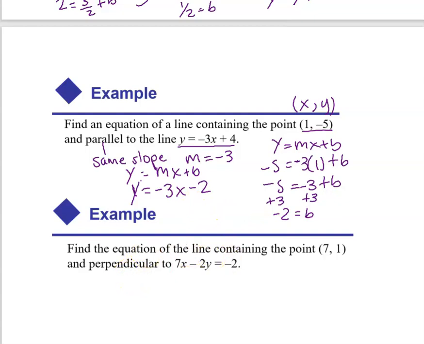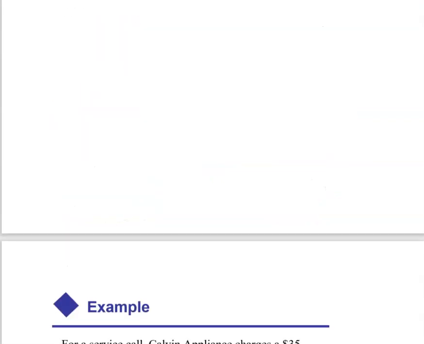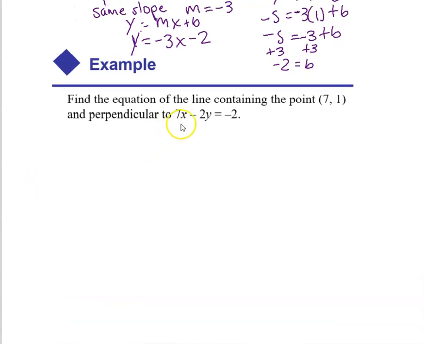Okay, find the equation of the line containing the point 7, 1, and it's perpendicular to 7x minus 2y equals negative 2. Well, if it's perpendicular, remember that the slope is the opposite reciprocal. So the first thing we have to do is find the slope.